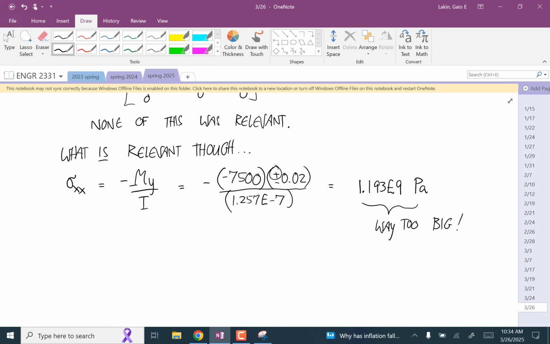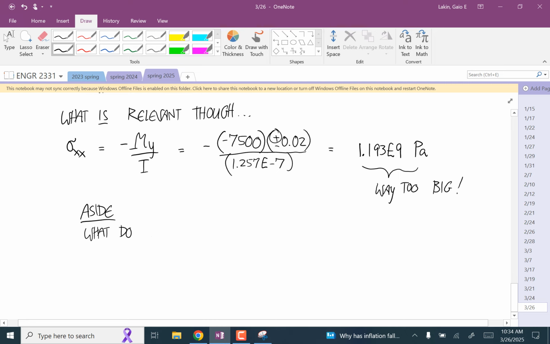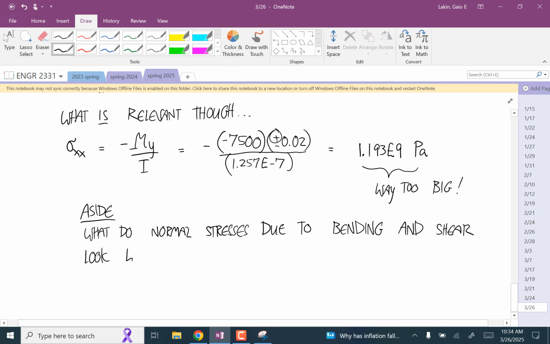One thing: what do the normal stresses due to bending and shear force look like along a cross section?